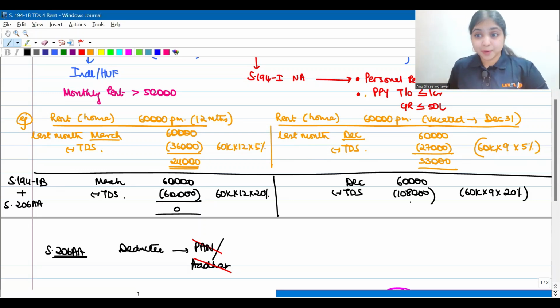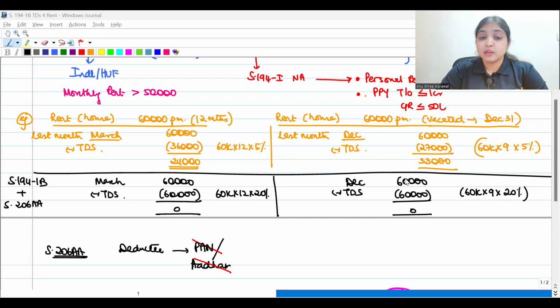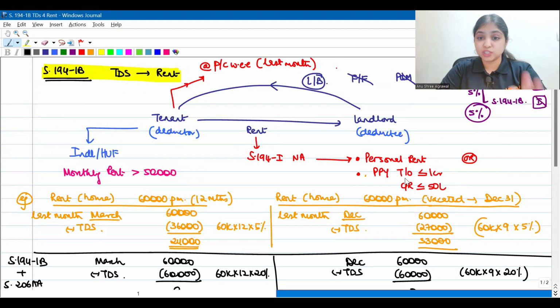Now again the same problem, guys. The TDS is more than last month's rent. TDS should not be more than last month's rent. So again, what will you do? You will restrict this to the last month's rent. You will restrict this to 60,000. So in the last month, we will actually end up paying nothing to the landlord, and the whole 60,000 will be deducted as tax at source. Understanding, everybody? So 194 IB, the whole of 194 IB, I've tried squeezing into this one page.